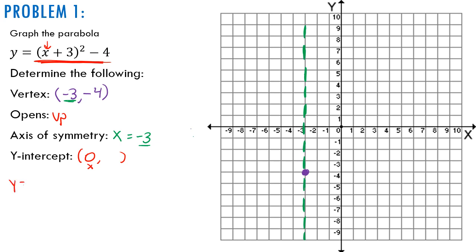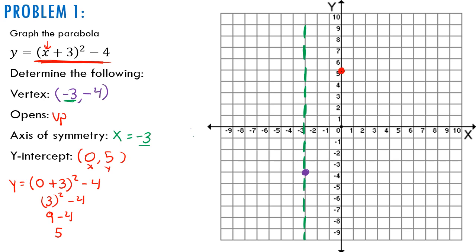So I have y equals, I'm going to replace the x with a 0, so I'm going to find the y-intercept. 0 plus 3 is 3. 3 squared is 9. 9 minus 4 is 5. So now I have my y-intercept. So I'm going to plot that point.